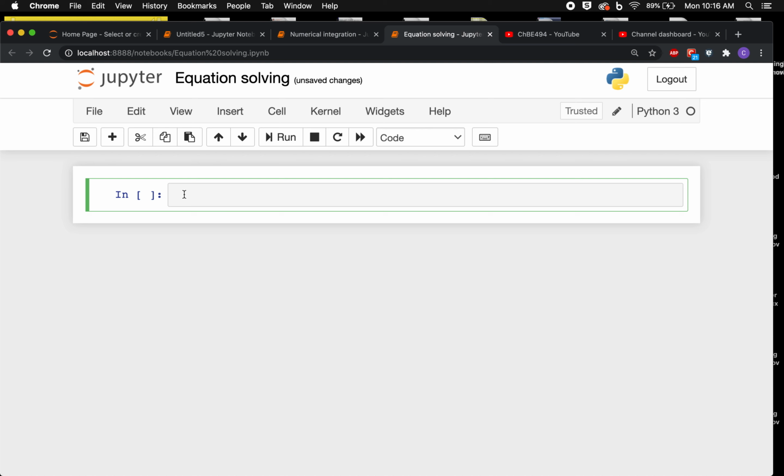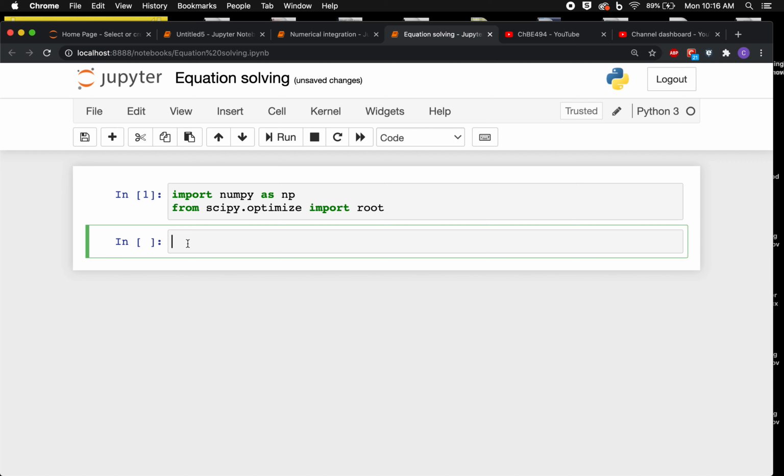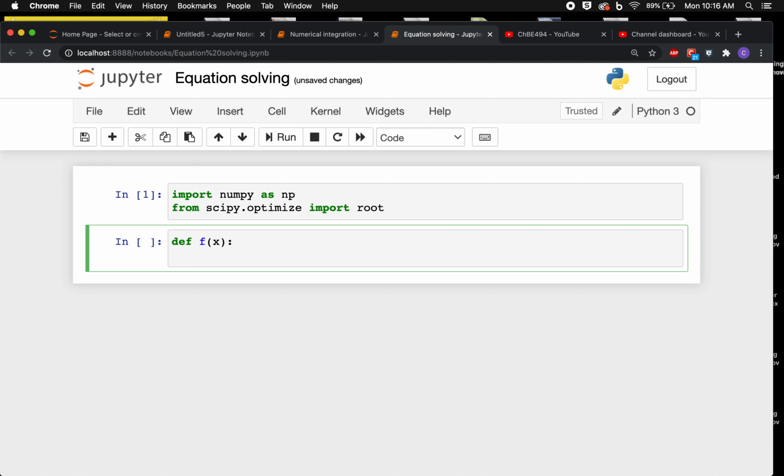So once again, we're going to import numpy as np, and then from scipy, we're going to use the optimization library. We're going to import the root command. Let's make sure everything's good. So let's start out by solving an equation, something really simple. Let's define f of x, and we're going to solve 3 times x minus 2 is equal to 0. So that's going to be our return value.